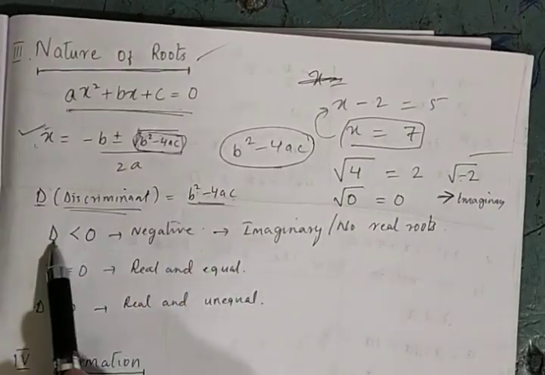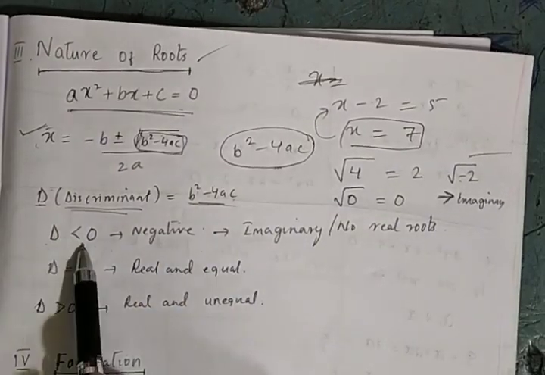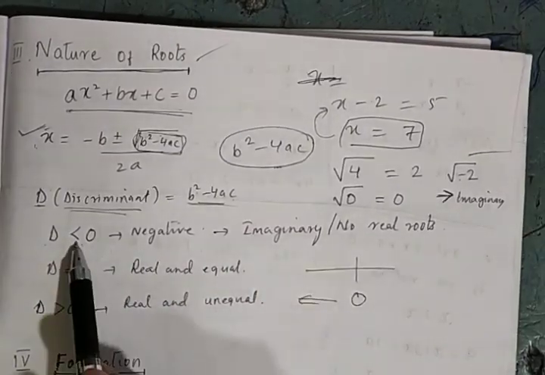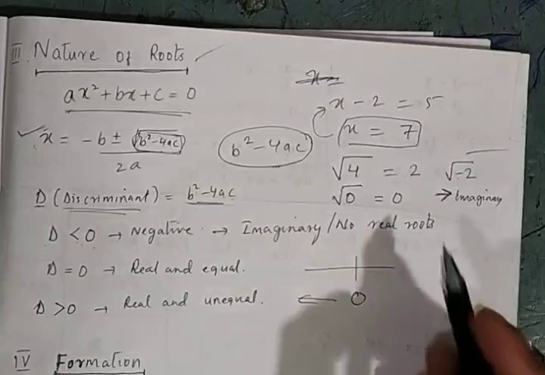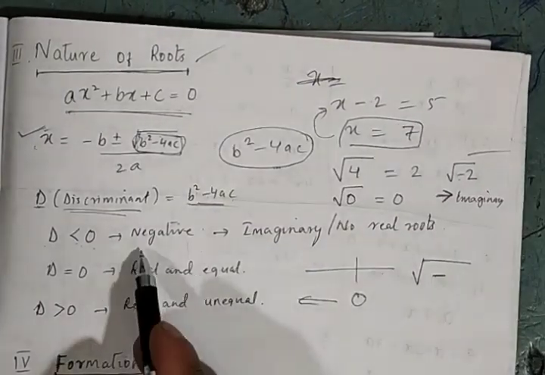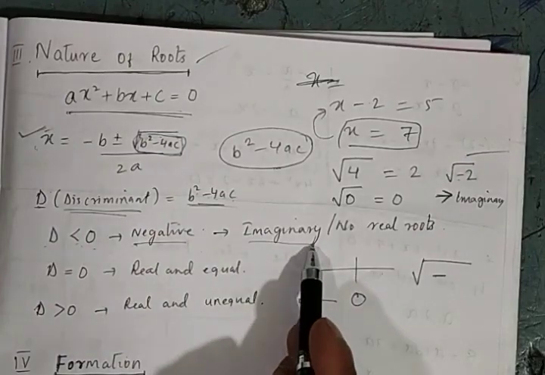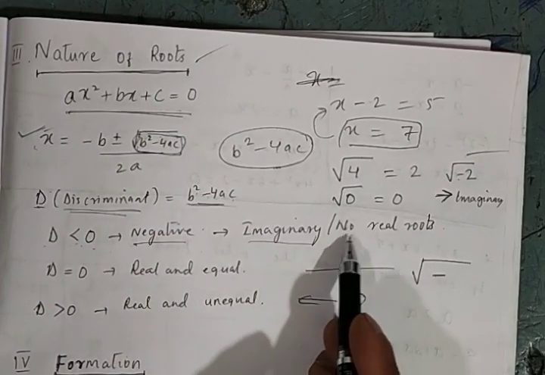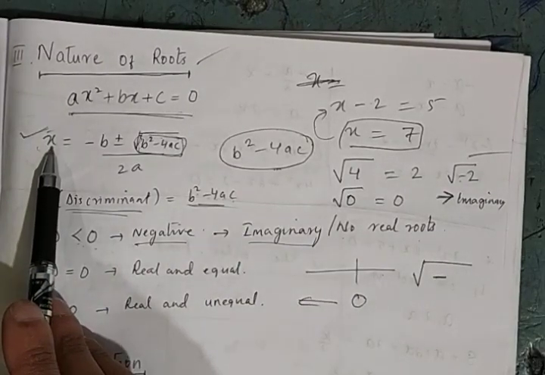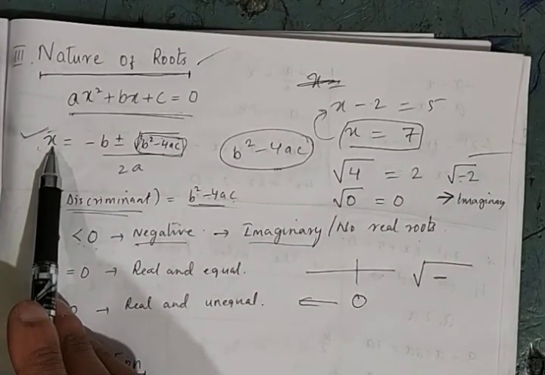Now, if discriminant is less than 0, on the number line, less than 0 means negative. If discriminant is negative, it is the square root of a negative, which I already told you is imaginary. Means no real roots. Means this value of x is not real. It is not a real number. It is a complex number.